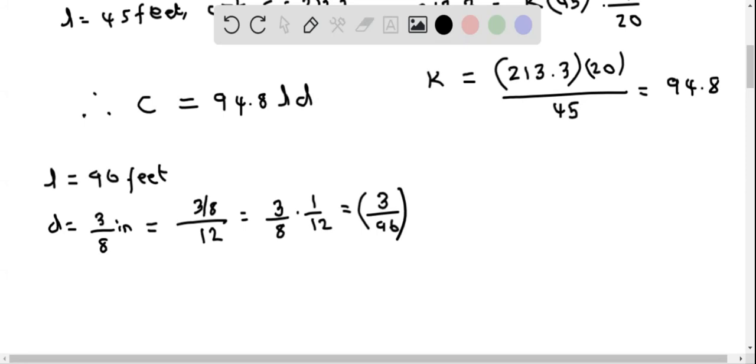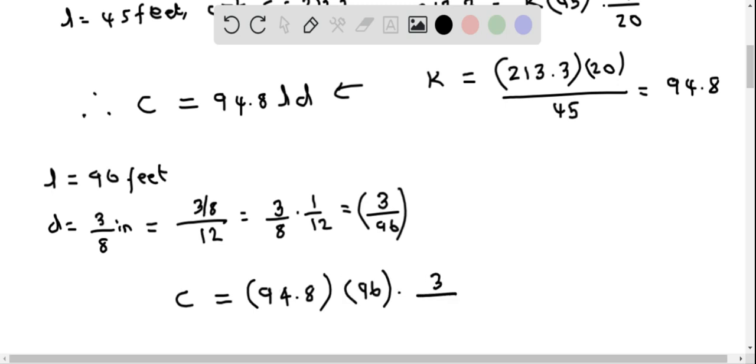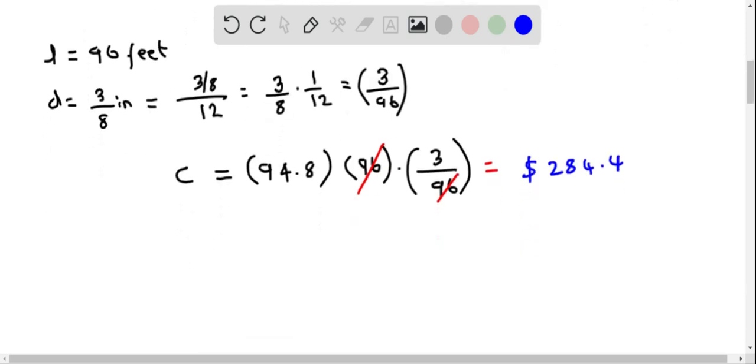Now let's plug these two pieces of information into the generic cost equation to determine the corresponding cost. So cost equals 94.8 times length, which is 96 feet, multiplied by diameter, which is 3 over 96. As you can see, we can cancel this 96 and 96. So we just have to multiply this 94.8 by 3. And when we do that, we get the value of the cost, in dollars, $284.4. So therefore, the cost of the copper tube is $284.4.